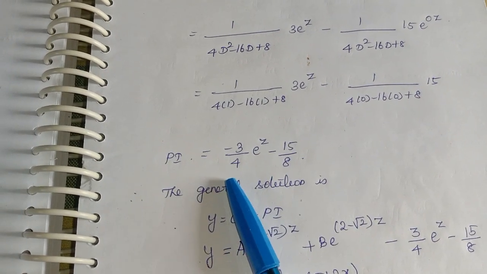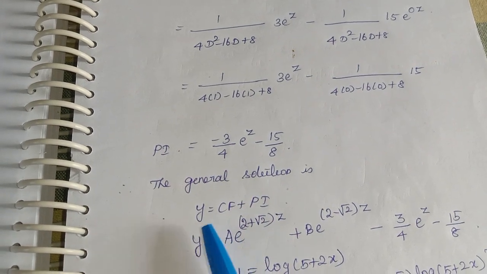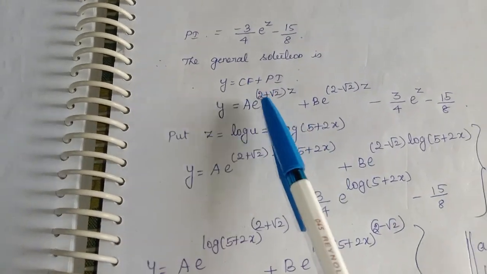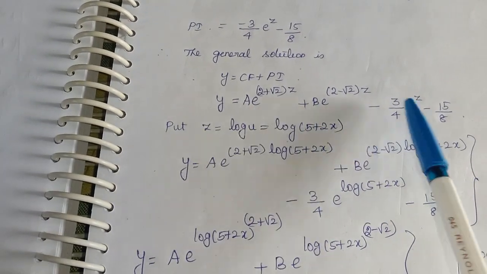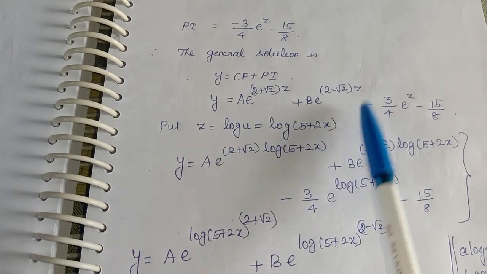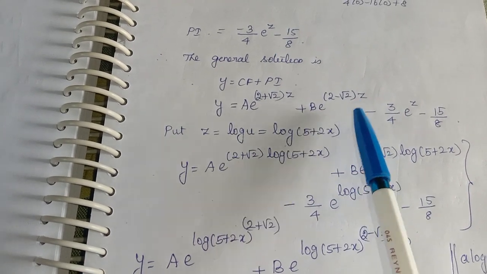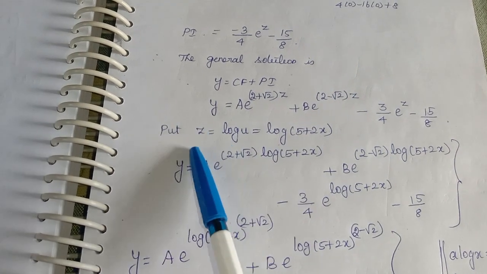That's all. So we found the complementary function and particular integral. The general solution is complementary function plus particular integral. We already found the complementary function, so write them together. This is the solution, but it is in terms of z. The original problem is in terms of x only, so we have to substitute z equal to log u.